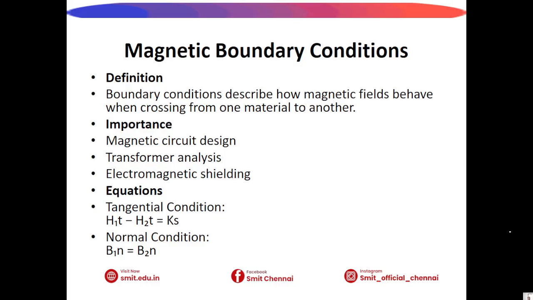First we see the magnetic boundary conditions. When a magnetic field travels from one medium to another, such as from air to iron, certain conditions must be satisfied. These are called magnetic boundary conditions. They are important in the design of magnetic circuits and electromagnetic devices.